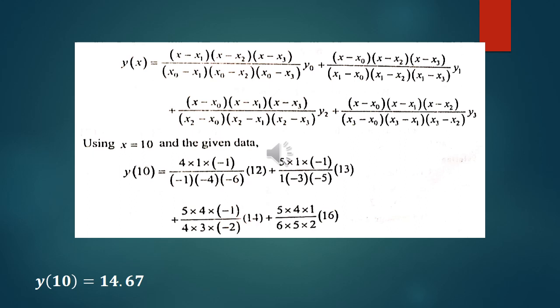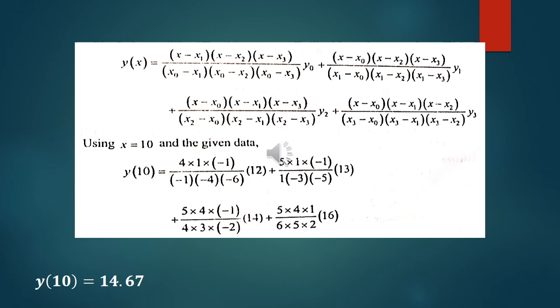In the above formula, we substitute x equal to 10, and x0, x1, x2, x3 and y0, y1, y2 and y3 are from the given table. Therefore, we get y of 10 is equal to 4 into 1 into minus 1 divided by minus 1 into minus 4 into minus 6 into 12 plus 5 into 1 into minus 1 divided by 1 into minus 3 into minus 5 into 13 plus 5 into 4 into minus 1 divided by 4 into 3 into minus 2 into 14 plus 5 into 4 into 1 divided by 6 into 5 into 2 into 16.